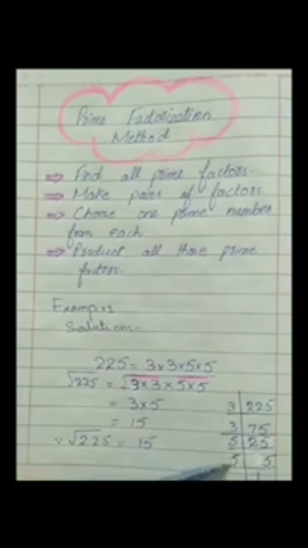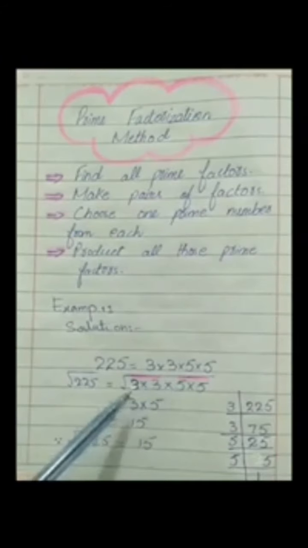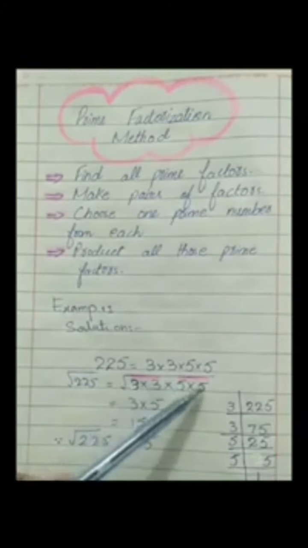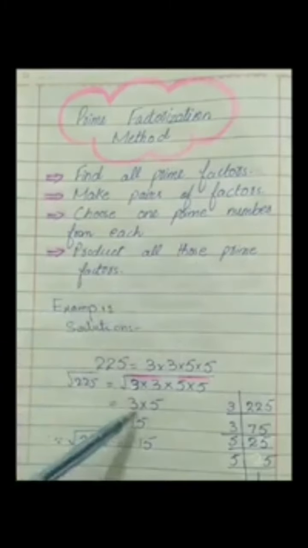So we have prime factors, and the next step is to make pairs of factors. So these are the factors and we make a pair of 3s and a pair of 5s. Next, choose one prime number from each pair. It means we choose only one prime number from each pair. We have the prime factor 5 and choose only 5. Next, multiply all those prime factors. So we multiply 3 with 5 and get the product, which is 15. Square root 225 equals 15.